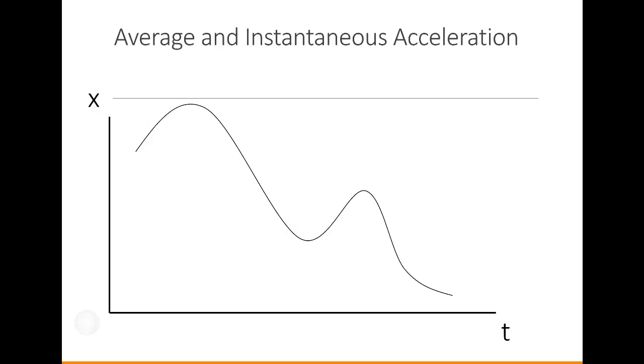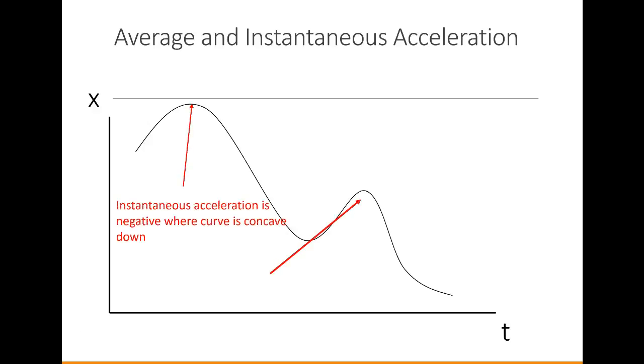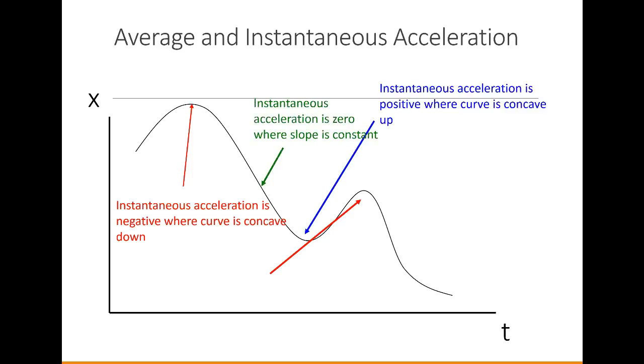So here's another view. And we have negative instantaneous acceleration when this curve is concave down. And we're going to have positive instantaneous acceleration when it's concave up, and we will have 0 instantaneous acceleration where the slope is constant. That's an inflection point on this particular graph. So we'll do a couple examples.